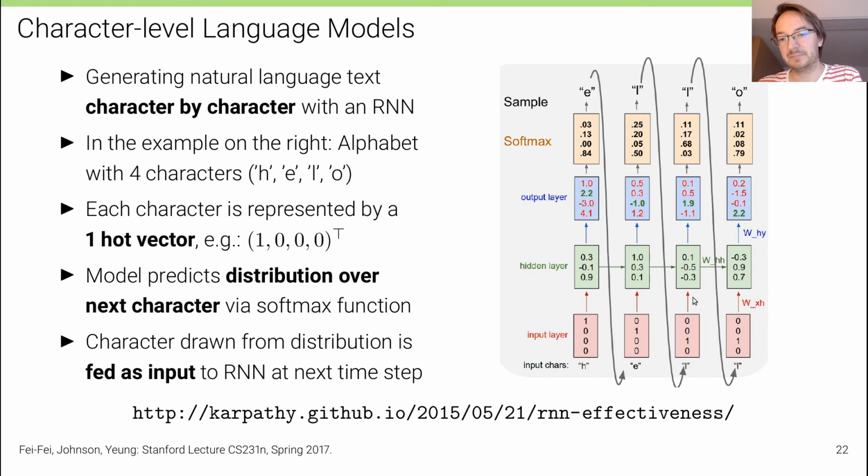And so we input that, and then we can get another distribution over the next character. And by sampling these distributions and feeding them back into the next time step, we can generate diverse samples from that model.